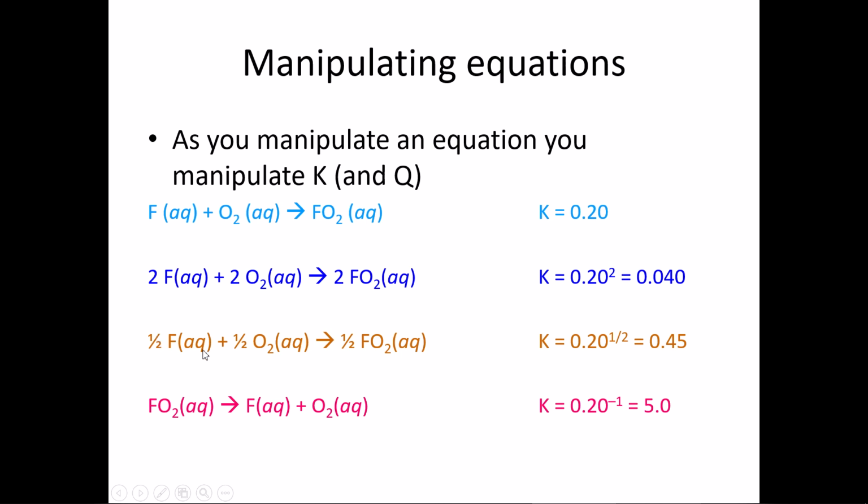Multiplying by a fraction or dividing, we can do the same thing. So if I'm halving everything, the 1/2 becomes the exponent, and I can calculate my new K value. If I flip the reaction, so now my products become reactants, and my reactants become products, I just take the reciprocal of the K value, 1 over 0.2, to get the new K value of 5. Any combination of these can also be used in order to calculate what the new K value would be.